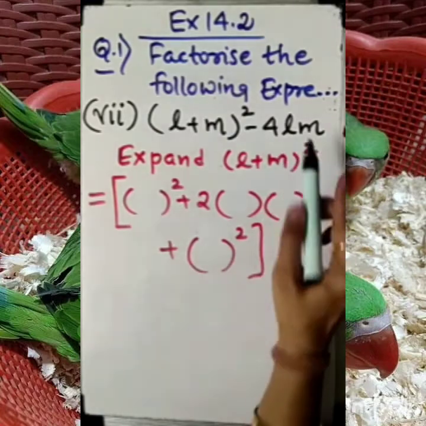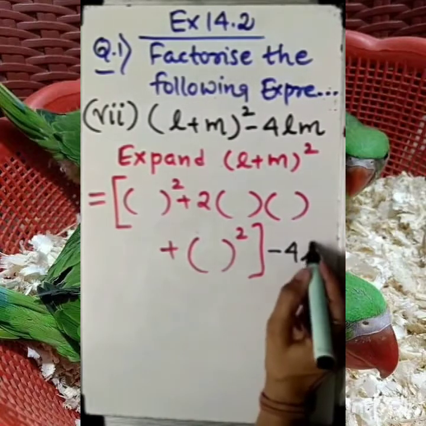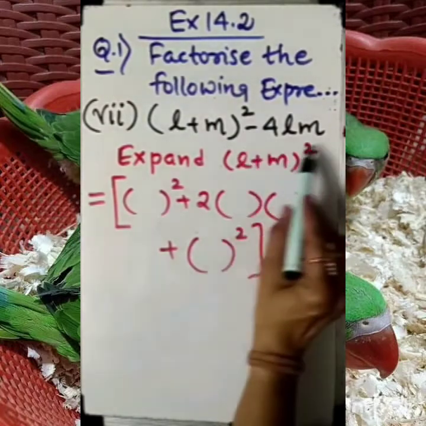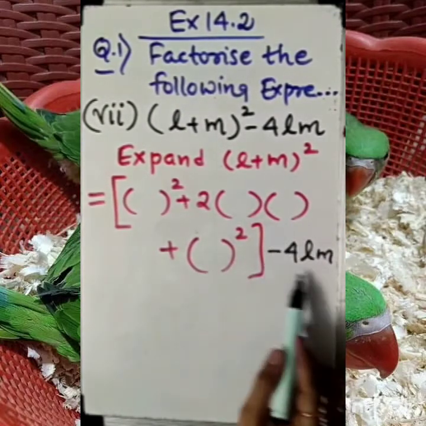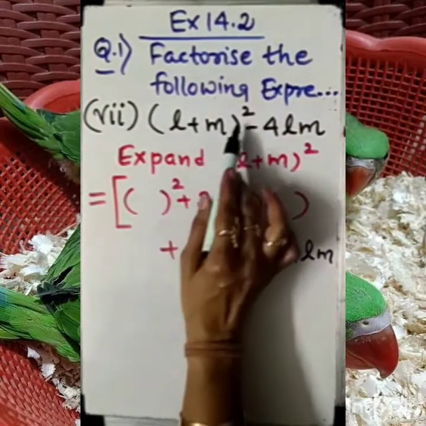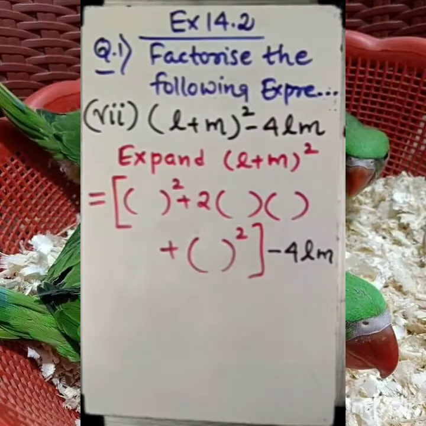And minus 4lm will be the same as it is. Let it be as it is. This additional term we are given, don't touch it, let it be as it is. Now according to this (l + m) whole square, we are expanding.